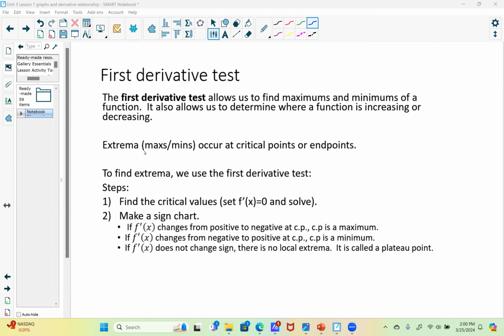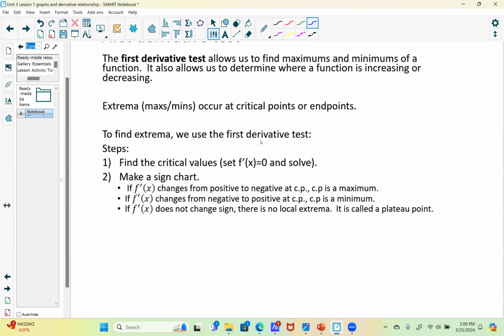So how we're going to do this is we're going to use the whole idea that extrema, max and mins, occur at critical points or endpoints. And so to find the extrema and the increasing, decreasing intervals with the first derivative test, what we're going to do is first find the critical values by setting the derivative equal to 0 and solving. And then we're going to make a sign chart.